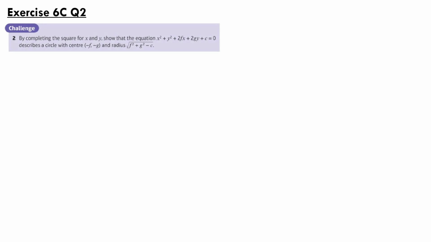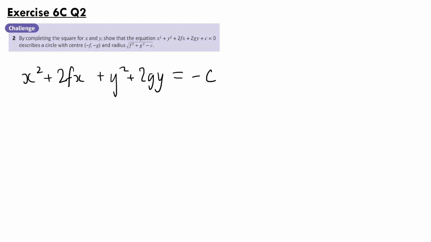Okay, our next question, question 2. By completing the square for x and y, show that the equation x² + y² + 2fx + 2gy + c = 0 describes a circle with centre (−f, −g) and radius √(f² + g² − c). So we can rearrange this equation to a more friendly form for completing the square. So we have x² + 2fx + y² + 2gy is equal to −c.